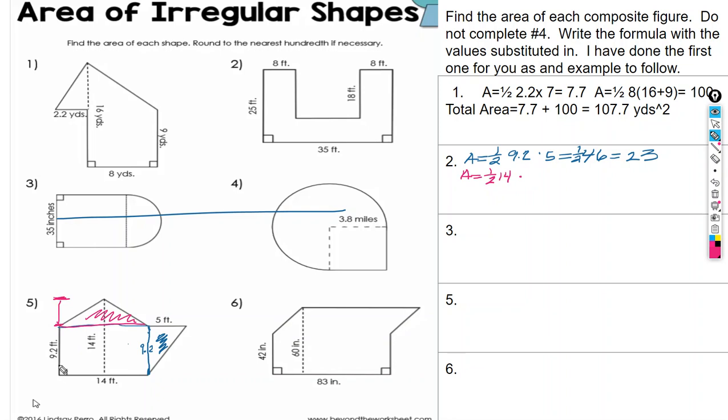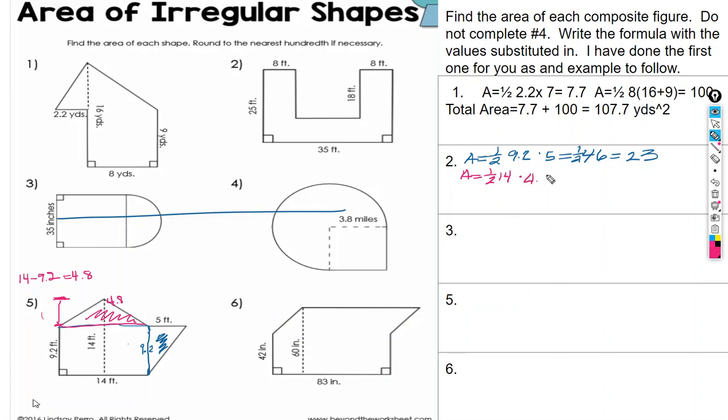So how am I going to find that? Well, there's where that difference comes in again. I need to find the difference between 14 and 9.2, right? That's what this is, the difference between 14 and 9.2. So 14 minus 9.2, sorry, and I get 4.8. So my height here is 4.8, okay?